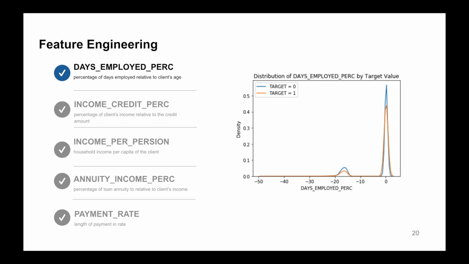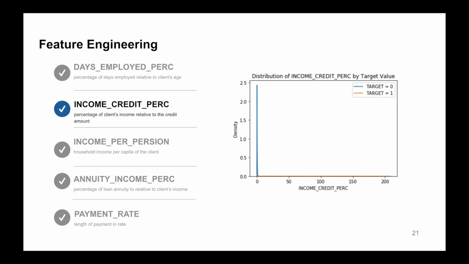Before we feed the data into a model, we want to further improve the training performance by manually adding some features based on domain knowledge. It's hard to say ahead of time if these new features will be useful, so we made some visualizations of the kernel density estimation to further evaluate them. First is the percentage of days employed relative to the client's age. We can see the rate is higher for those who paid on time than for those who have difficulty paying the loan.